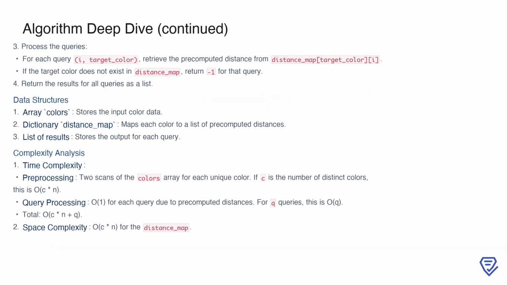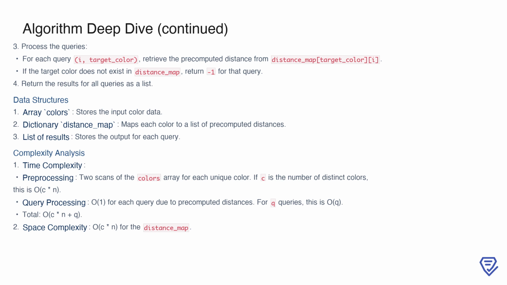After the pre-processing step, we can efficiently process the queries. For each query, which consists of an index and a target color, we simply retrieve the pre-computed distance from the distance_map. If the target color does not exist in the dictionary, we return -1 for that query. Otherwise, we retrieve the stored shortest distance directly. Once all queries are processed, the results are returned as a list.